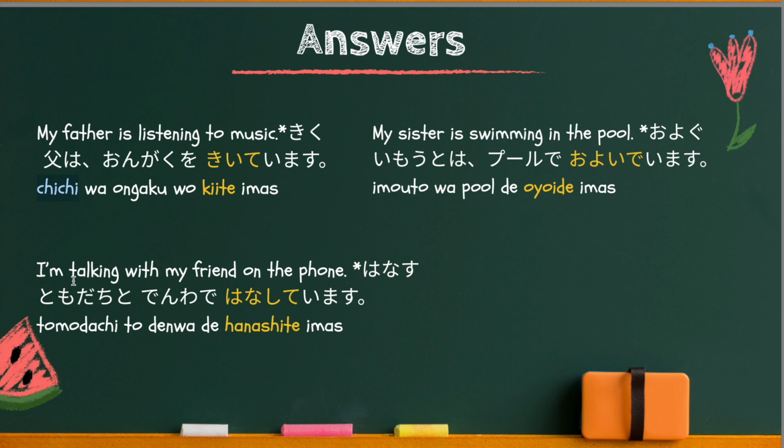Second one, I'm talking with my friend on the phone. 友達と電話で話しています。話す, that's the dictionary form. And it's group 1, so you need to change す to して. Te form plus います together, 話しています。I'm talking. And on the phone is 電話で because this is the tool you use. Therefore, you need to use the で particle to indicate this is the tool.